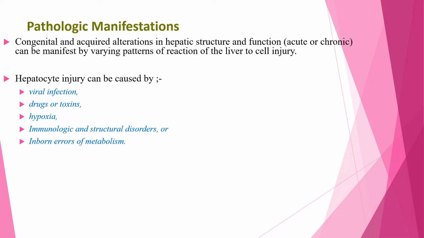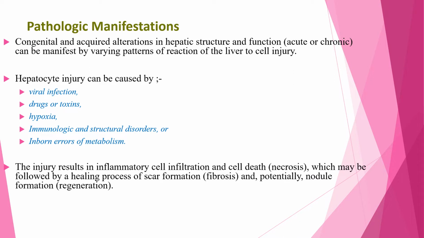Hepatocyte injury can be caused by viral infections, drugs or toxins, hypoxia, immunologic and structural disorders, or inborn errors of metabolism. The injury results in inflammatory cell infiltration and cell death, which might be followed by a healing process of scar formation and potentially nodule formation or regeneration. Cirrhosis is the end result of any progressive fibrotic liver disease.